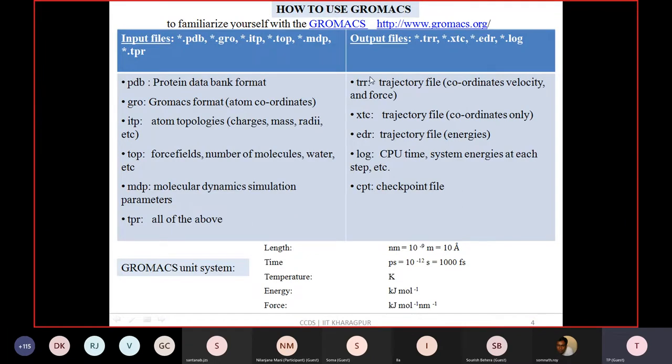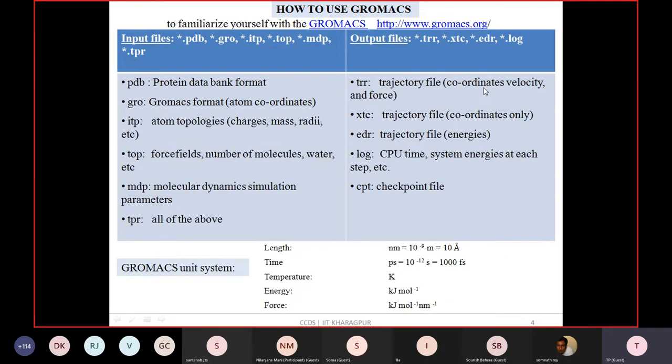The output files, as we know, are a set of trajectory files. They can be of two types: one with a TRR extension and one with an XTC extension. The TRR file is the long version, where you have the coordinates, velocities and forces, everything piled up, so it is much larger in memory size. The XTC file is a compressed version and contains only the coordinates of the system.